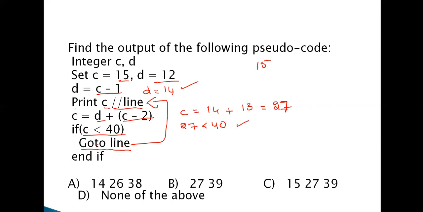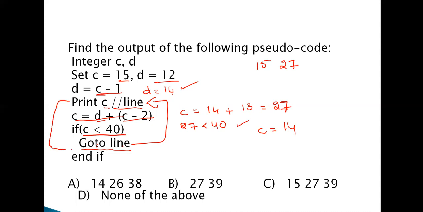Now observe carefully, go to line. We are moving to this line. In this, we are printing the C value. What is the updated C value? The updated C value 27 is printed on the screen. Now again calculate C is equal to D plus C minus 2. D value is not updated. D value is 14. Why?